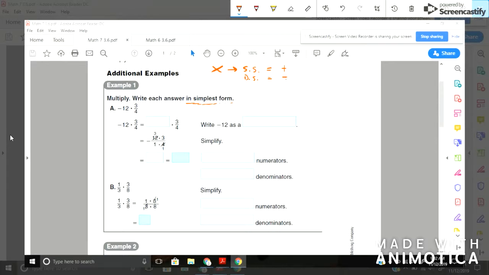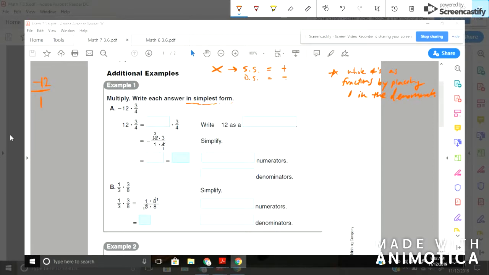Another helpful hint to remember is you can write whole numbers as fractions by placing 1 in the denominator. So for example, negative 12 here, if I want to make that a fraction, I can just write it over 1, because negative 12 divided by 1 is negative 12.